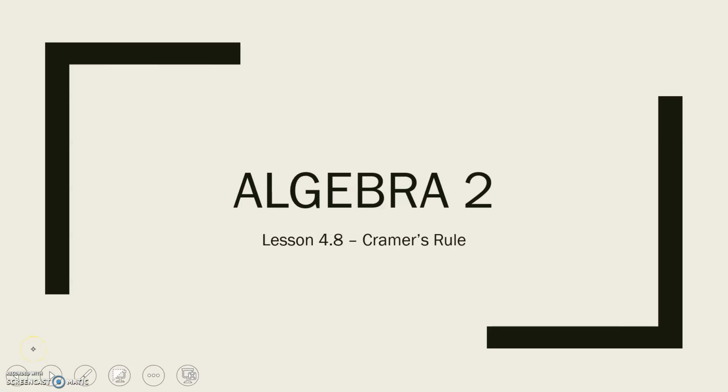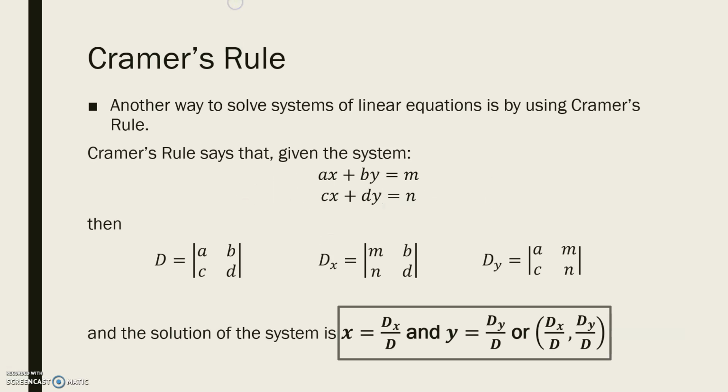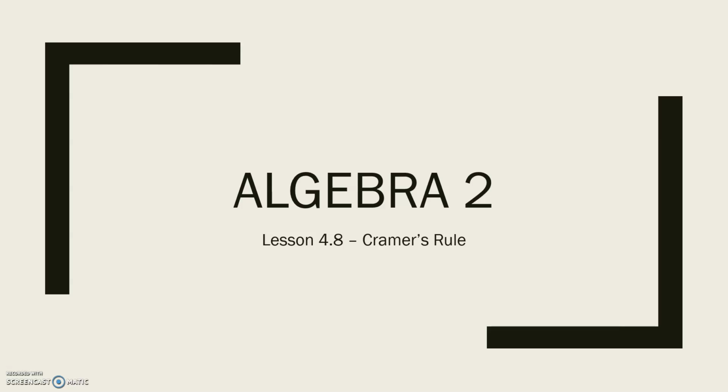All right, welcome to the last lesson of Unit 4. We are going to be looking at something today called Cramer's rule, which is another method for solving systems. I know you may be thinking, why do we need another method? But I really just want you to see how matrices can actually help us. And the good thing about Cramer's rule is that it only involves determinants. It does not involve any matrices or any inverse matrices.